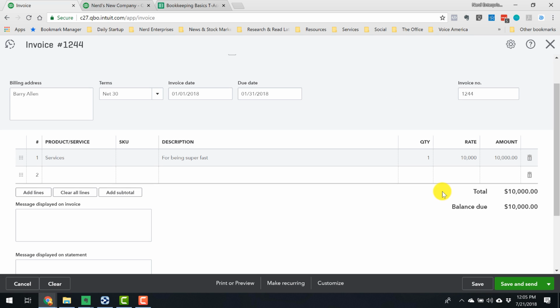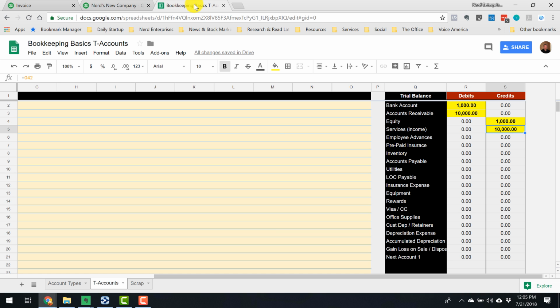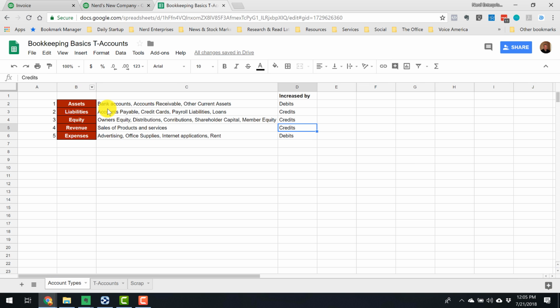Anyway, I digress. So when I hit save and close on this, what's going to happen again? Let's predict it. We already predicted it here. We're going to increase accounts receivable, which is on the balance sheet. Right? Let's go back here. We're going to increase accounts receivable, which is an asset on the balance sheet. And we're going to increase revenue, which is an income account or a revenue account.